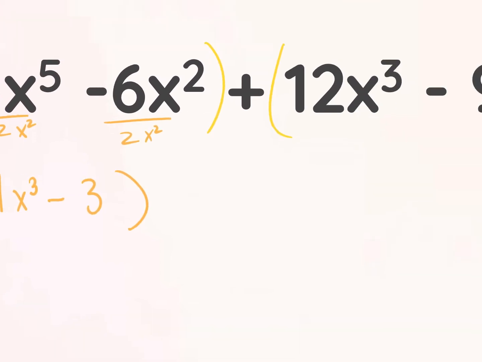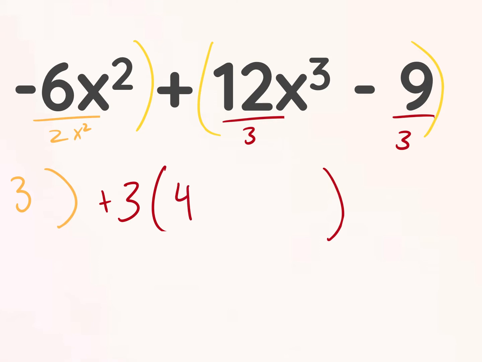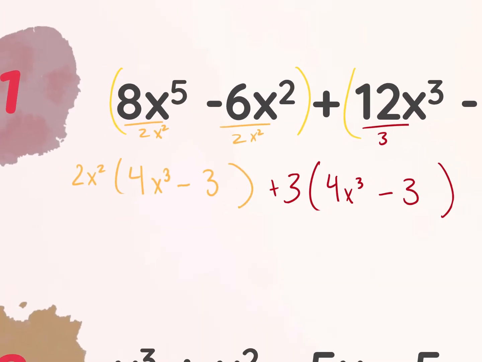Now let's look at our second group. We're going to take out the greatest common factor here. So George, what do I have in common between 12 and 9? 3. So I can divide out a 3. Do I have any x's in common here? No. So I'm just taking out a 3. So plus 3 goes on the outside. What is 12 divided by 3? 4. So I have 4x cubed. And what's 9 divided by 3? Negative 3.